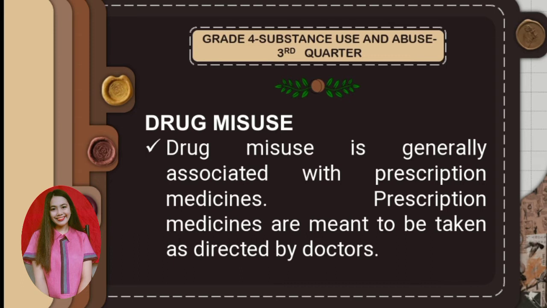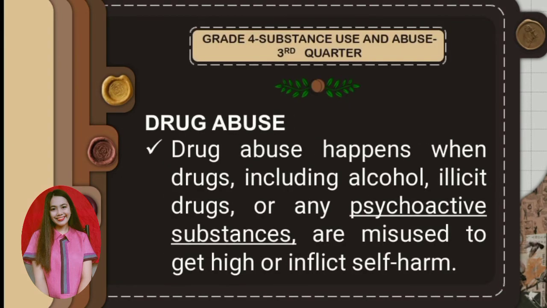Examples of these include the incorrect dose, taking the drug at the wrong time, forgetting to take a dose, stopping the use of a drug too soon, taking a drug for reasons other than why they were prescribed, and taking a drug that was not prescribed to you. Next, what is drug abuse?